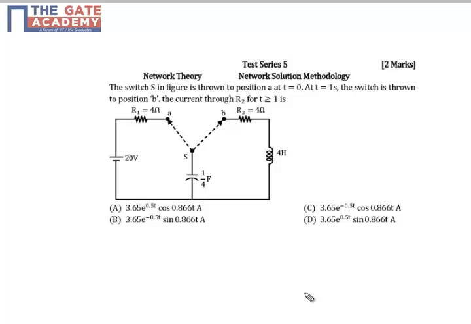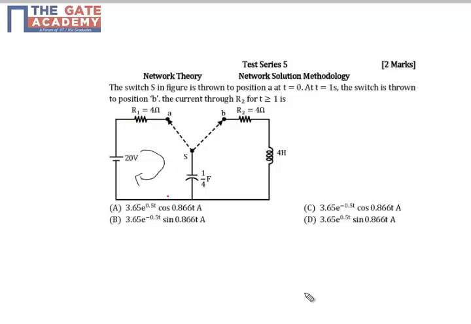In this question, we have to determine the value of current for time greater than or equal to 1 second. Now, initially the switch is at A, which means we have to consider this particular loop of the circuit, and the rest we should not consider. This is open.